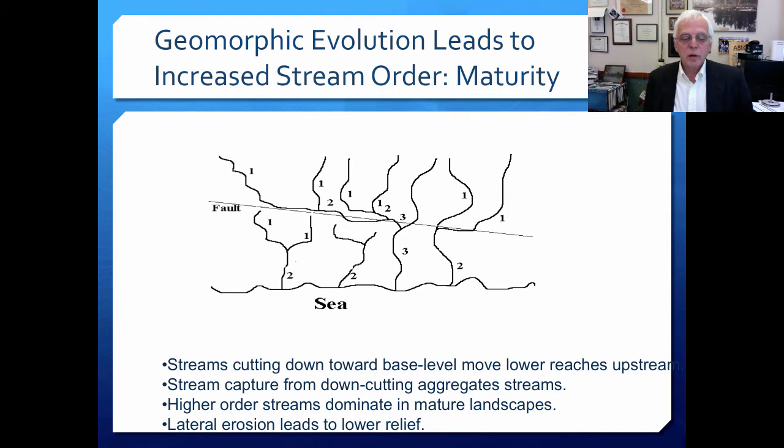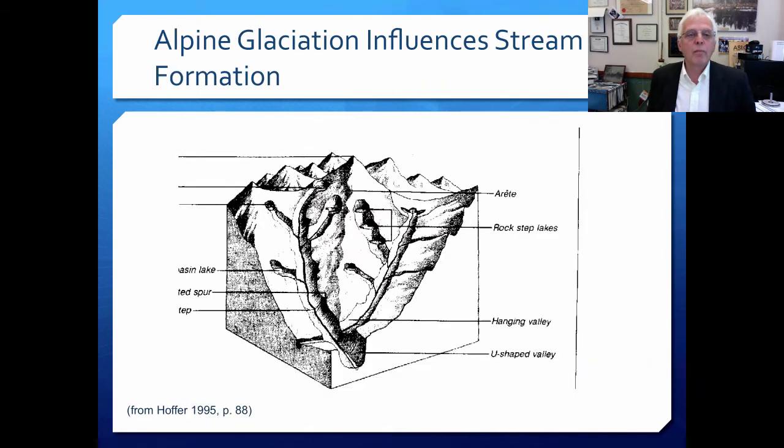Stream capture from downcutting aggregates streams, and higher order streams then dominate in mature landscapes, and then the lateral erosion over time leads to lower relief and basically broad valleys that are separated by ranges of hills or mountains.